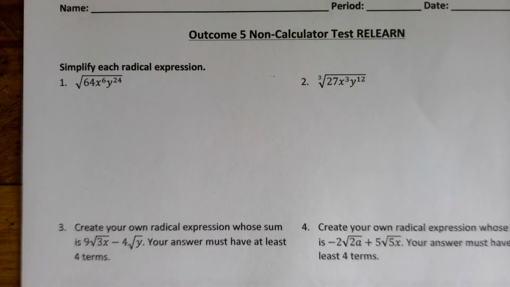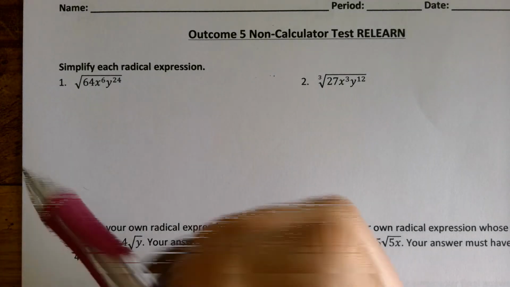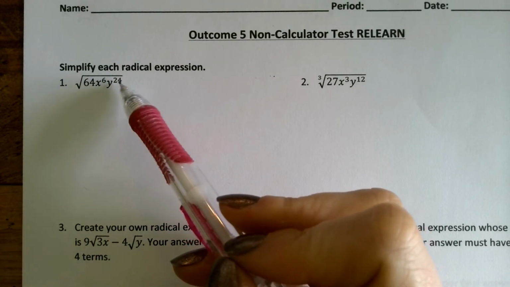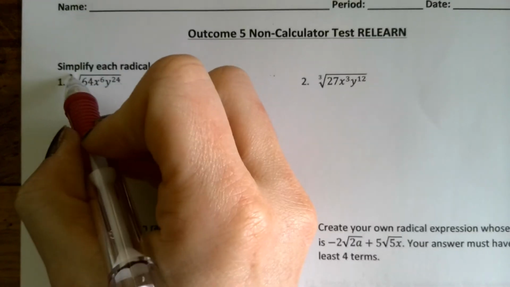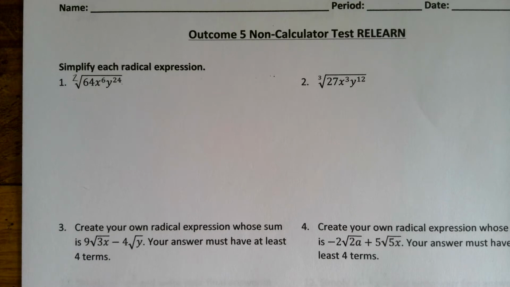Outcome 5, non-calculator test relearn. Number 1 says simplify each radical expression. It gives me the square root of 64 x to the 6th y to the 24th. Now, if you don't see an index out front, there is a nice little invisible 2, which means when I start breaking things down, I'm going to be looking for groups of 2.